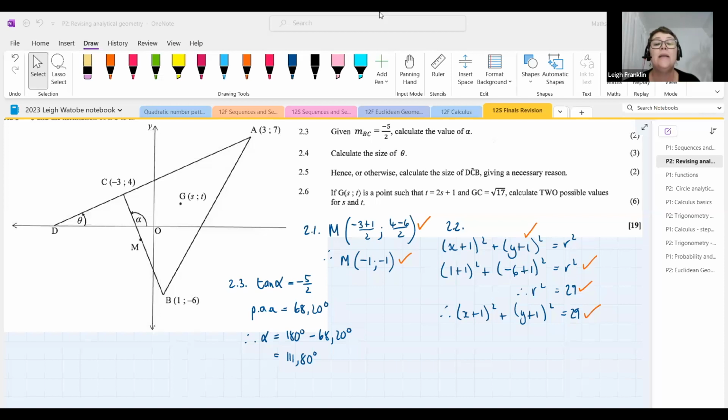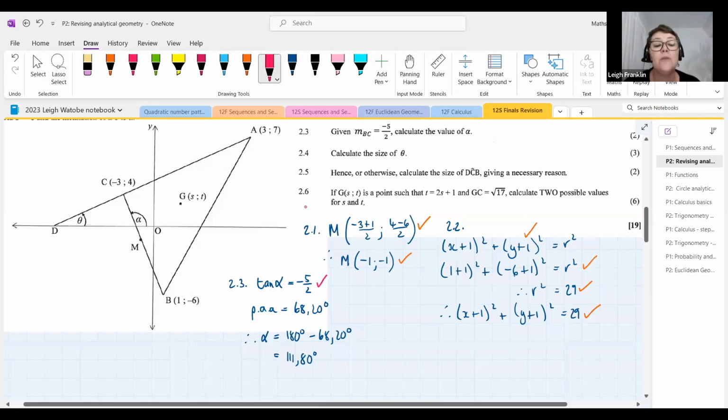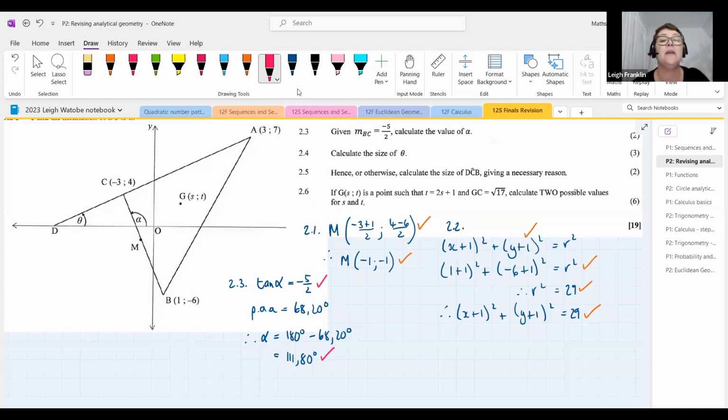Yes, layer 2, it is absolutely fine to set it out like that as well. Not a problem at all. Okay, so 2 marks. I think it would be for that and for that. Let's go on and calculate the size of theta. That should be fairly easy for us. What are you guys getting for theta?